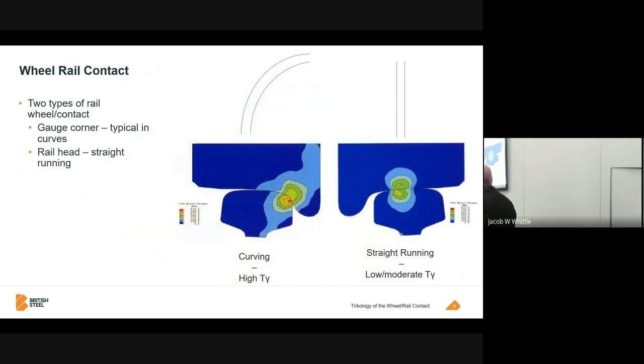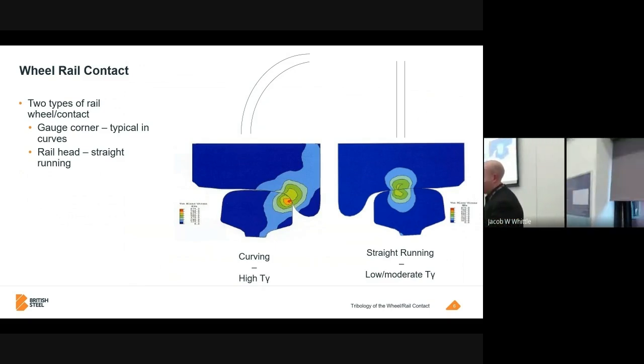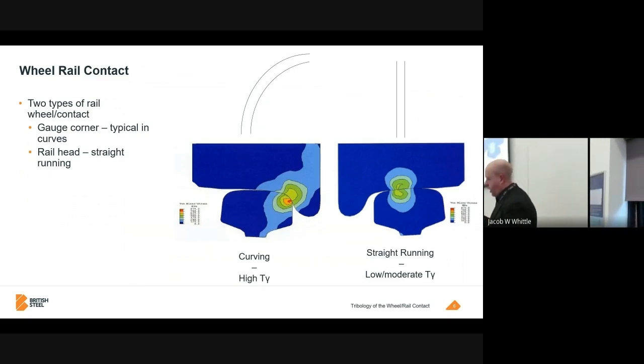So when we look at this system dynamically, here on one side you've got a plain line running, and you can see the contact between the wheel and the rail is fairly central. It's on the centre of the rail crown and the centre of the wheel tread. It's a relatively big contact. I mean, it's still on the size of a 5-pence piece, but that's relatively big in wheel-rail contact terms.